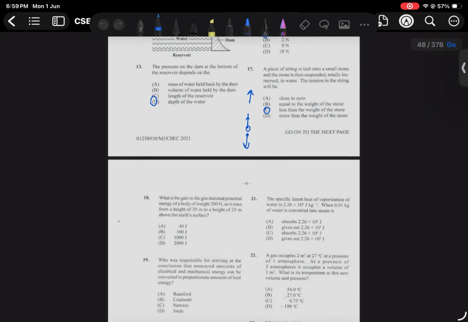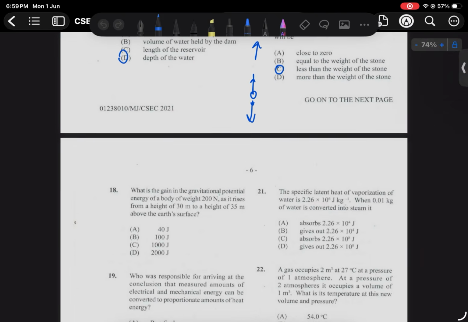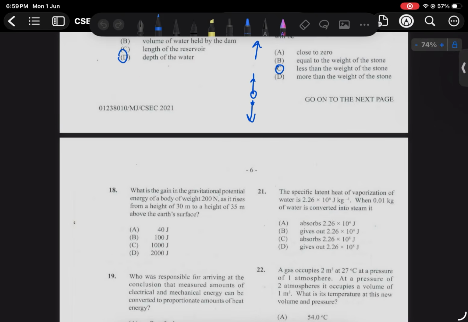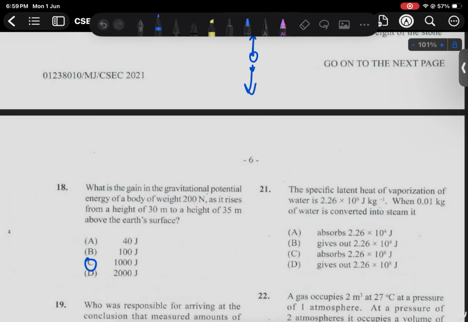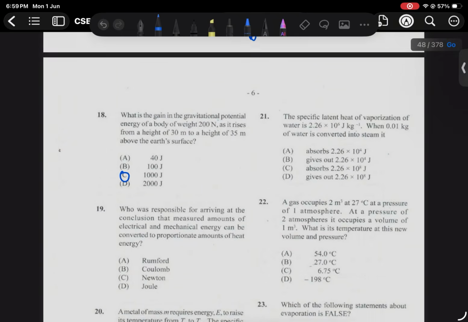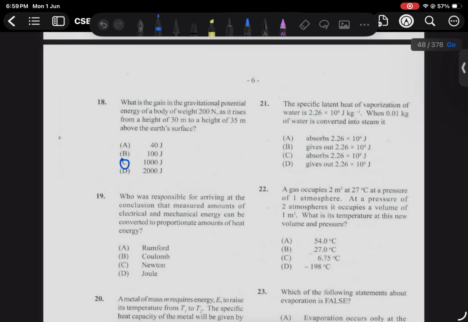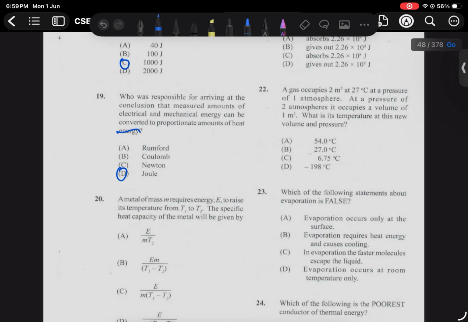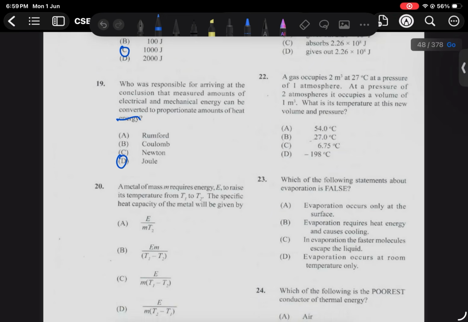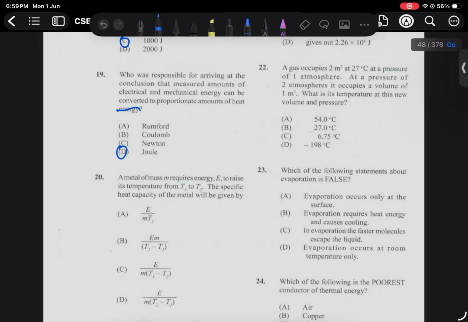What is the gain in gravitational potential energy of a body of weight 200 newtons? This is also a repeat question. We got 1000 joules. Who was responsible for arriving at the conclusion that measured amounts of electrical and mechanical energy can be converted to proportional amounts of heat energy? Repeat question. Energy, joule. A metal of mass m requires energy to raise its temperature from T1 to T2. The specific heat capacity of the metal will be given as, this is also a repeat question.